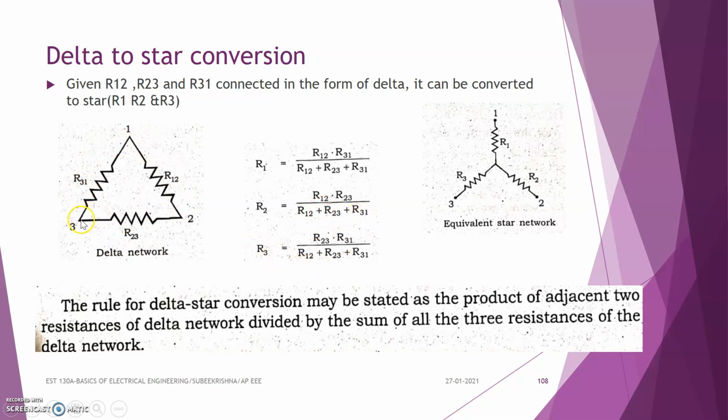And the third star connected resistance is R3, and the resistances connected to the upper and lower side of this R3 are R31 and R23. So R3 is equal to R23 into R31 divided by the total sum of delta connected resistances, that is R12 plus R23 plus R31. So these are the equations for finding the star connected resistances from the delta connected network.